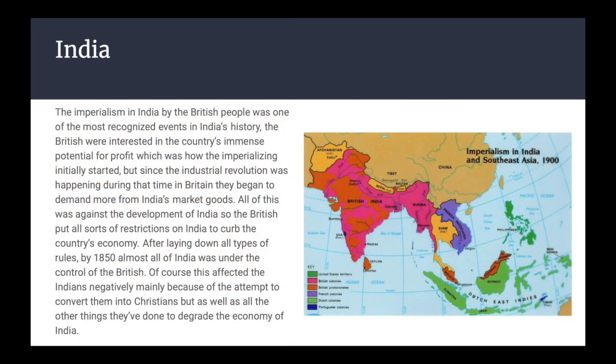India had immense potential for profit, so that's how the British people initially started to imperialize them. But then, since Britain was in the Industrial Revolution at the time, they started to demand more from the market goods in the country. This was against the development of India, so Britain put all sorts of restrictions on them to curb their economy. By 1850, almost all of India was under control of the British. All of this affected India negatively, but mainly because Britain attempted to convert them into Christians.